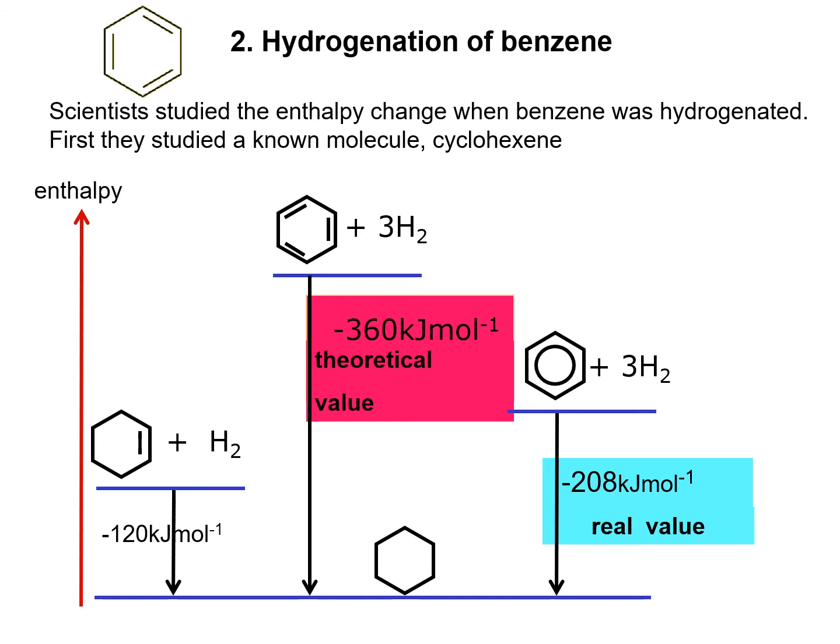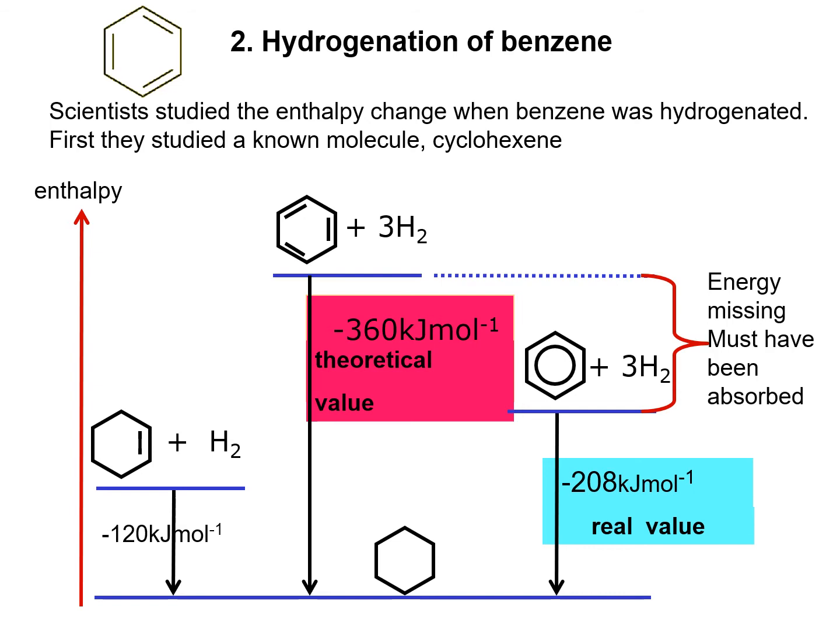Now, 208 kilojoules per mole being released rather than 360 means some energy's gone missing. Not all the energy has been released that was expected. Now we can see that's the proportion of energy that's missing, and that energy must have been used for something. If it's not being released, it's because it's being used. So that energy has been absorbed during the process.